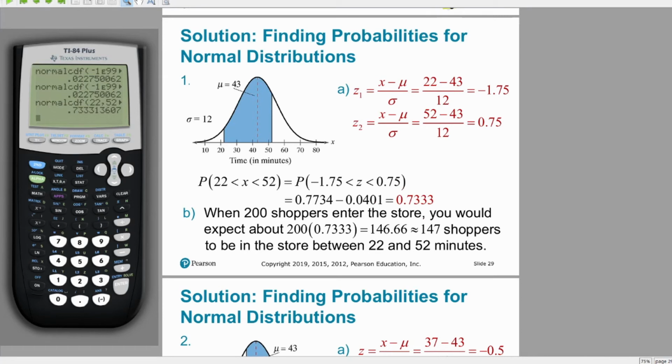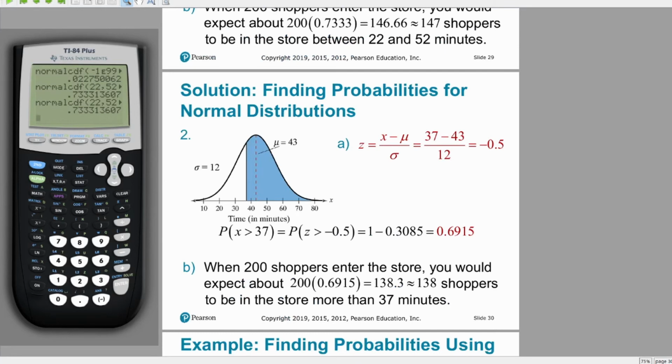If you wanted to run that without those interface options, we wouldn't be changing all that much, but we might as well see how to do that at least once. What you would do is go into CDF, put in the right lower boundary, 22, comma the upper boundary, 52, comma the mean of 43, and then finally the standard deviation, which here is 12. And we get the same number, essentially.